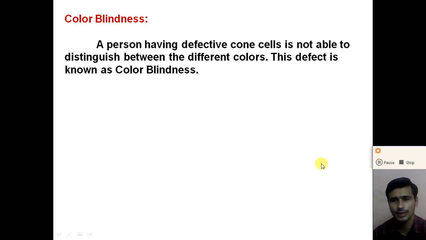So dear students, I hope that you understand all the defects of vision produced in our eye and how we can correct them with a suitable spherical lens. Myopia can be corrected with the help of the concave lens, hypermetropia can be corrected with the help of the convex lens, and presbyopia can be corrected with the help of the bifocal lens, right?